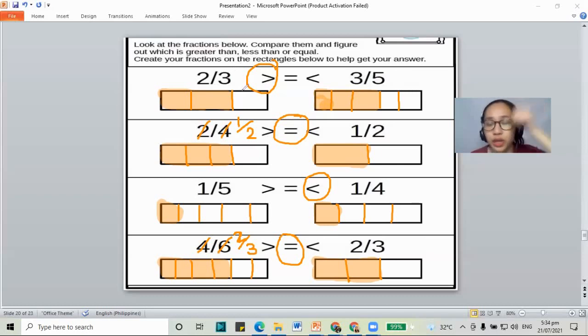Were you able to get this one? Remember, the simplest form you need to check first. Maybe they will become equal. And we did our parts because we need to check which has the bigger chunk. If you're done with the work, let's continue. But if not yet, please pause and please do your work. Are you done? Let's continue.